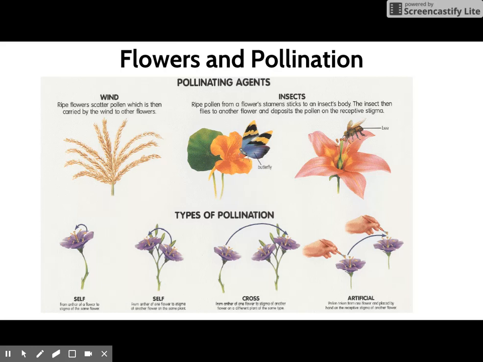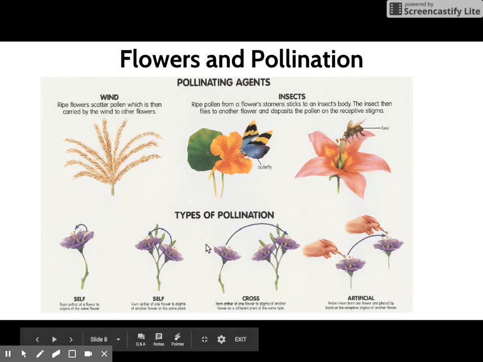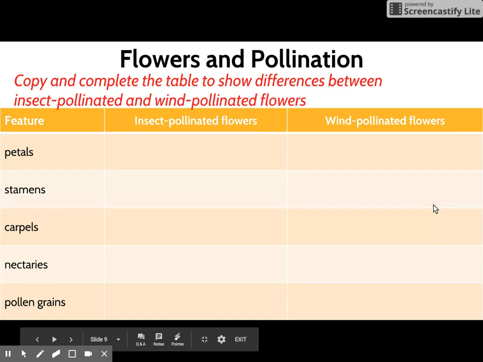And then we have artificial pollination, and people who are into botany and trying to make very specific color combinations and keep different plant species alive, they might do some artificial pollination, but we're more interested in these self-pollination and cross-pollination techniques.